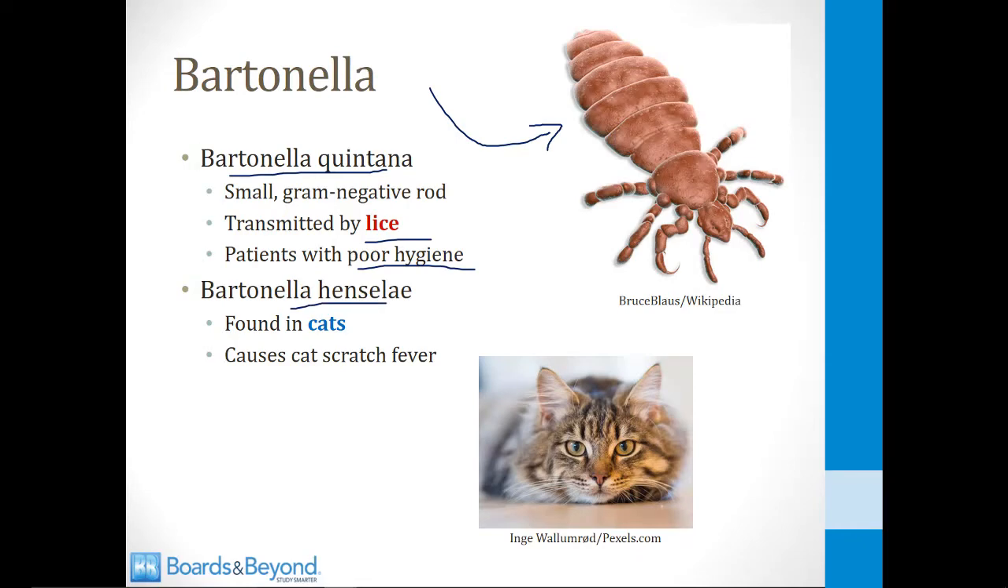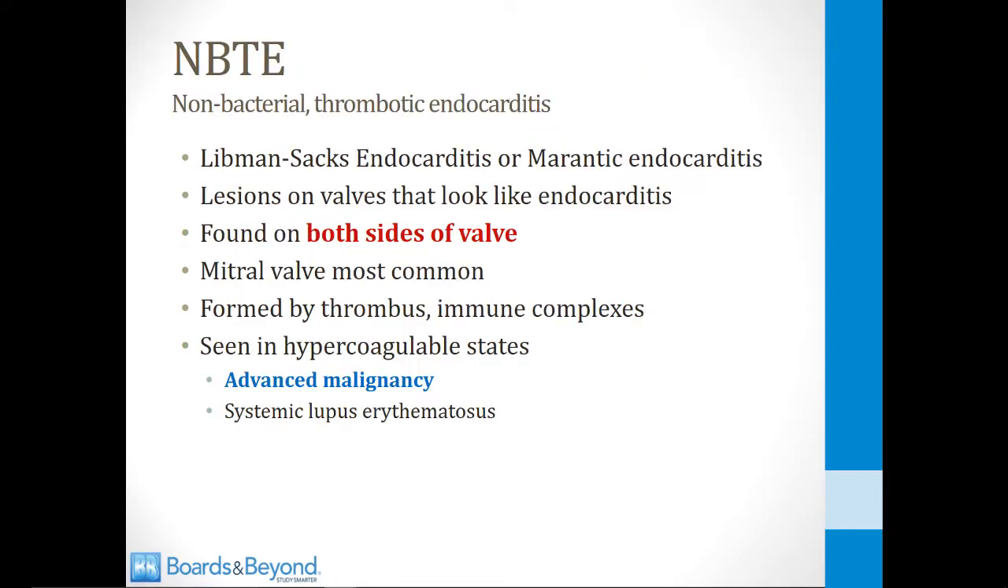Bartonella henselae is found in cats. It's the cause of cat scratch fever. I talk about this in the infectious disease section, and some patients who have cat scratch fever can go on to develop culture-negative endocarditis. Last cause of endocarditis we'll discuss in this video is NBTE, which stands for non-bacterial thrombotic endocarditis.